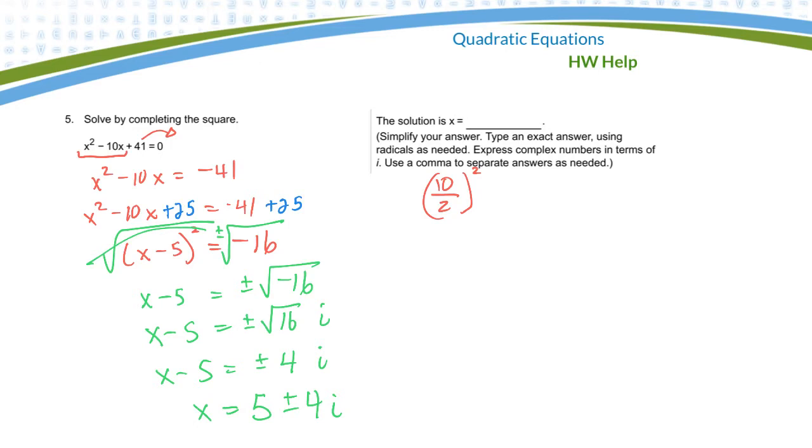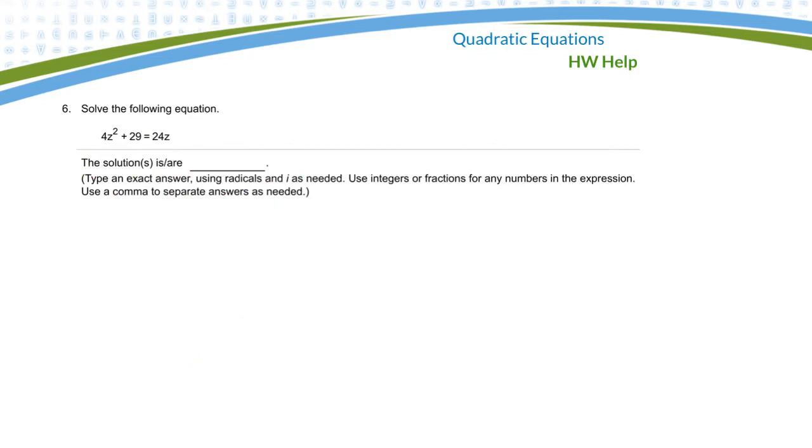Type an exact answer using radicals as needed or complex numbers. So 5 plus or minus 4i. That's my answer. Next question, solve. Ooh.